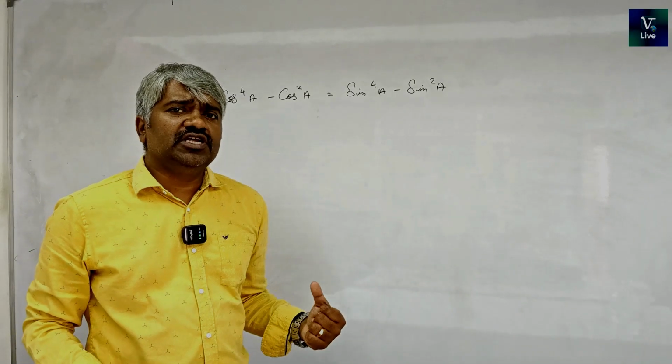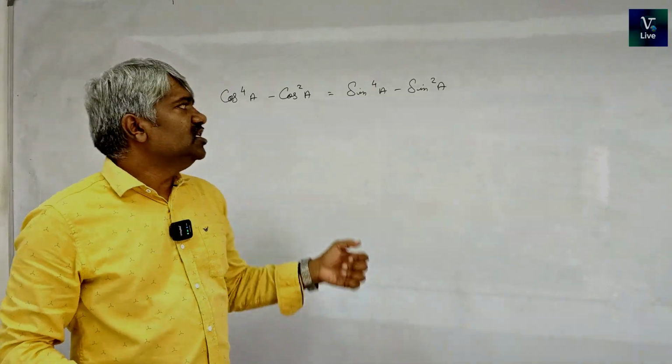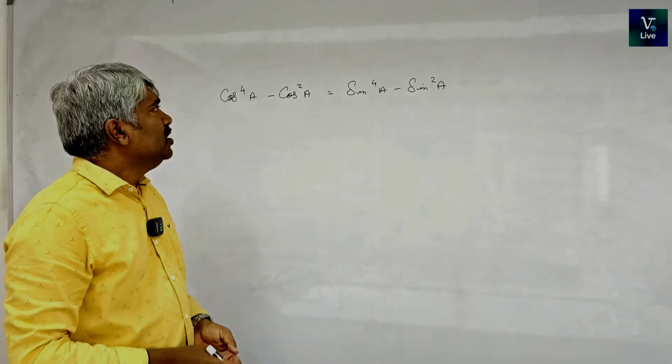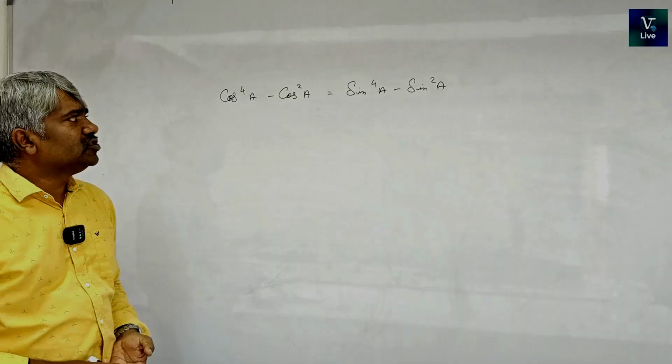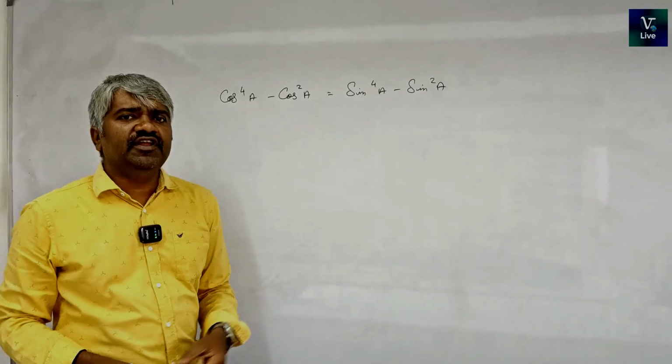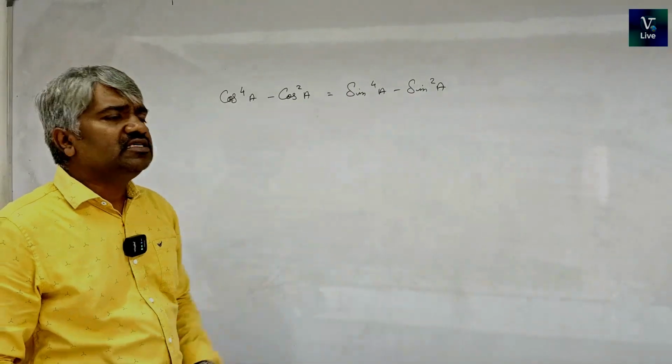You can expect this question in board exams. This might be coming in your board exam for 2 mark questions. Now, cos power 4a minus cos square a equals sin power 4a minus sin square a. We need to prove that both sides are the same.